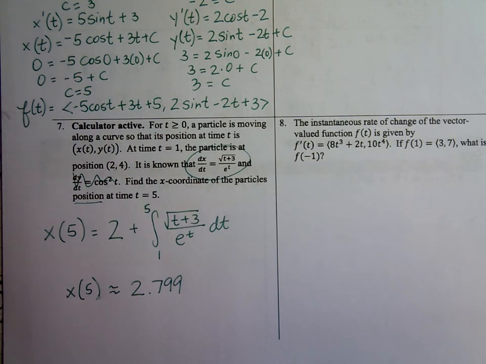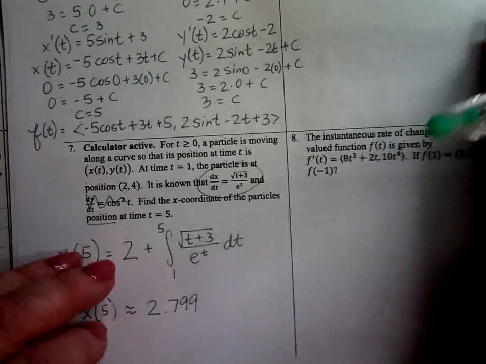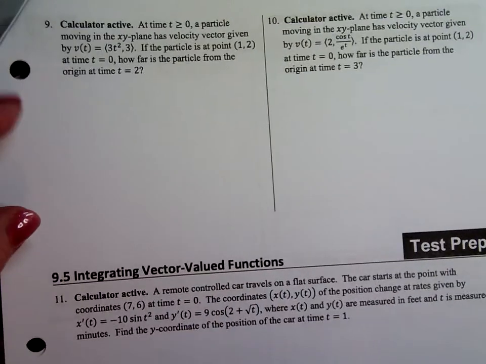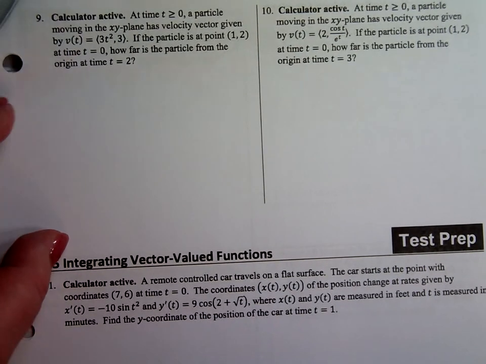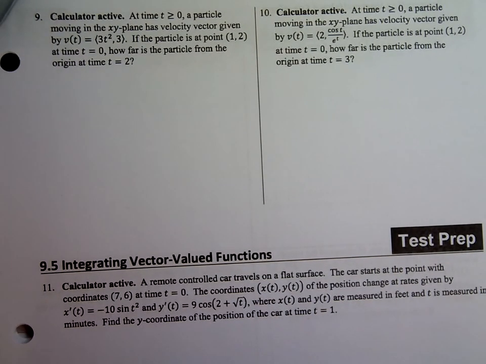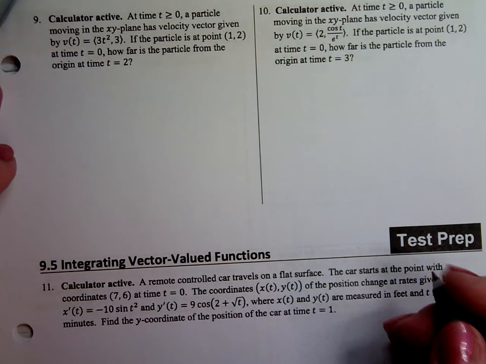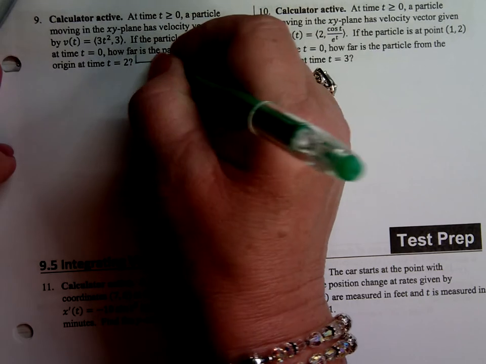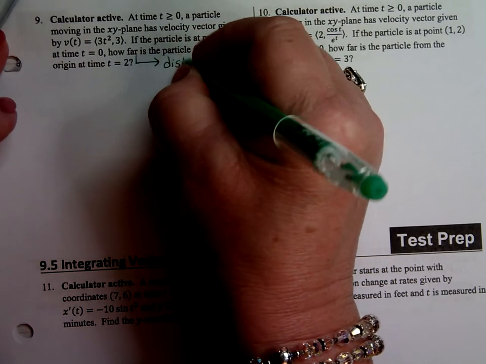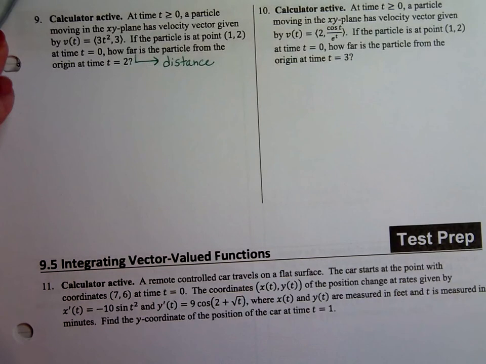The last one I want to do is number 9. It's very similar, actually. So it says, at time t greater than or equal to 0, a particle moving along the xy plane has a velocity vector given by v of t, and so on. If the particle is at the point (1, 2) at time t equals 0, how far is the particle from the origin at time t equals 2? Well, you know where it is at time t equals 0. And this word far, what does far mean to us? It means distance, right? The distance something is.